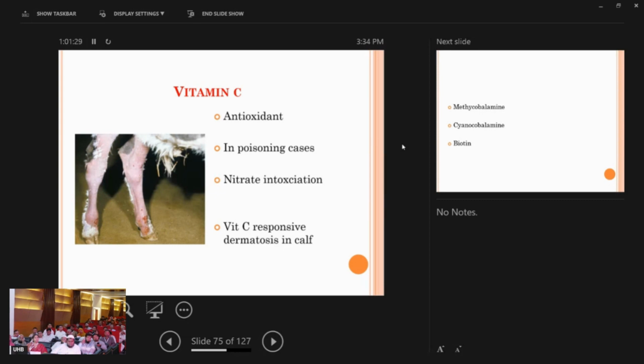One thing is urine scald. Sometimes the animal lying on the urine also will pass it like this. Another thing is vitamin C responsive dermatosis.